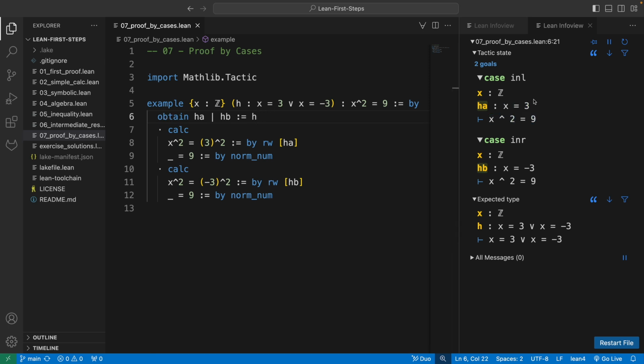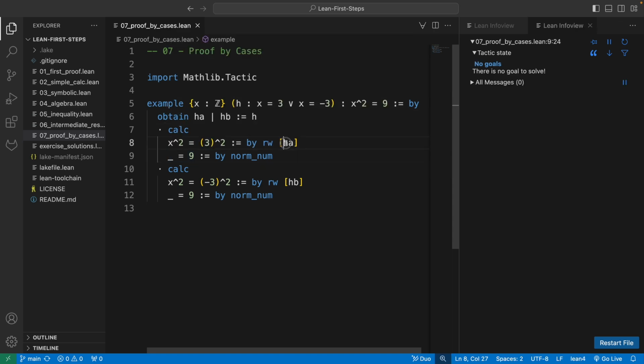So you can see the two cases here, two goals. The first case, and it's even using the word case to describe them. So in the first case, which is just this thing here, x is an integer, and this time the hypothesis is no longer h, but x equals 3, and we have to prove x squared is 9. And you can see that's easy, and our calculation does that.